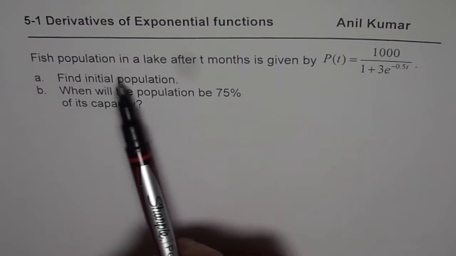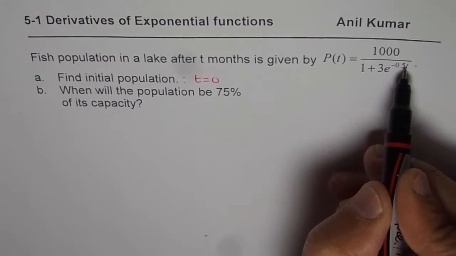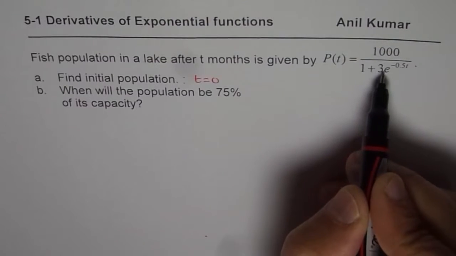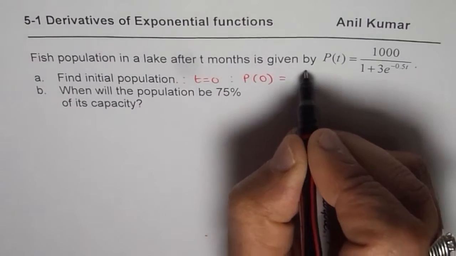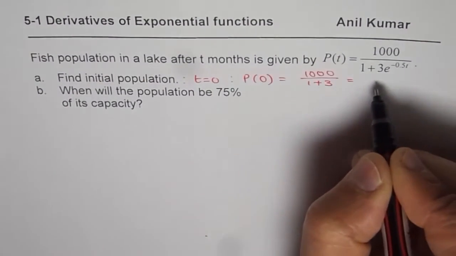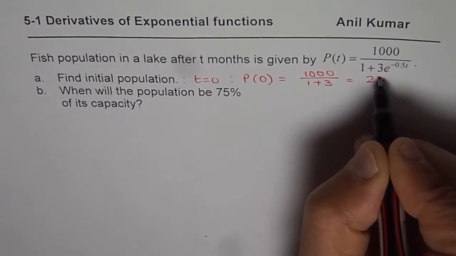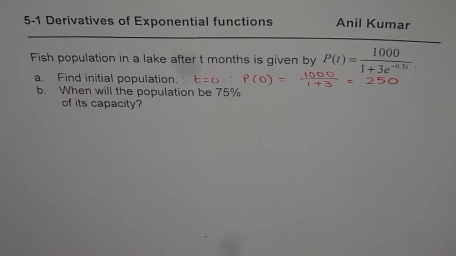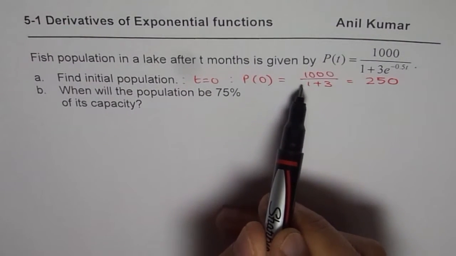Part 1 was to find the initial population, and we found that at t equals 0, if I substitute 0 here, I get e to the power of minus 0. So it is 1 plus 3 in the denominator. So we found that p of 0 is indeed equal to 1000 divided by 1 plus 3, and that came out to be 250, right? A quarter of 1000. So the fish population to start with is 250. That was part A. You can always look into the link for the details of this solution.